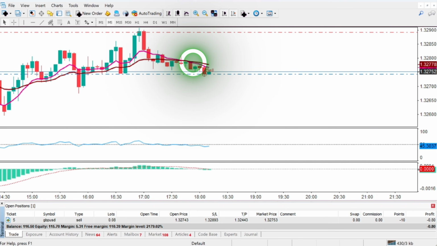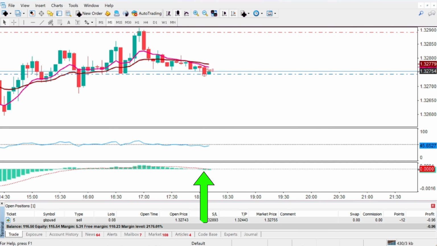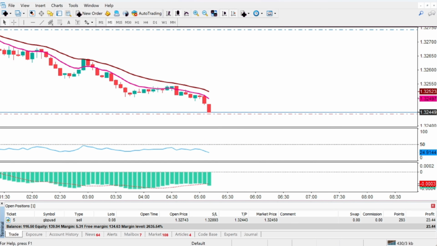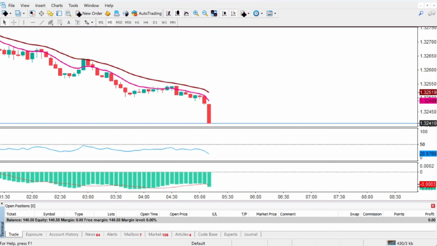The 9 EMA crossed below the 21 EMA, RSI dipped under 50, and MACD flipped negative. Everything lined up perfectly with the trend this time. So I followed the rules exactly and entered a sell at 1.32743, stop loss 15 pips above at 1.32893, and take profit down at 1.32443. Lot size was 0.08 on this one. And honestly, this was such a relief. The price dropped and hit our TP. After the last 2 losses, this felt really good to see. That pushes the account back up to $140.50.